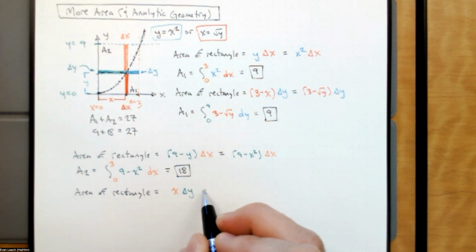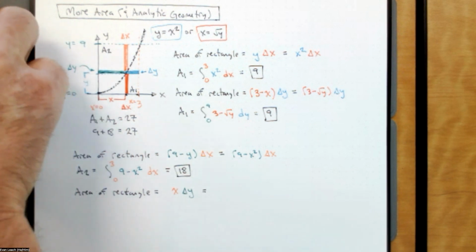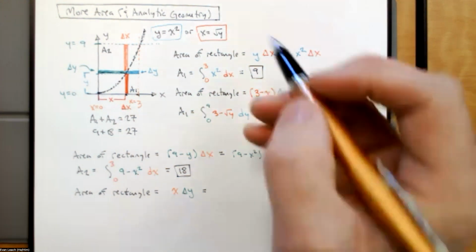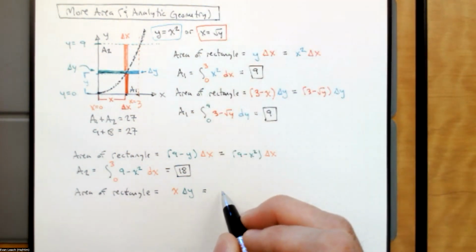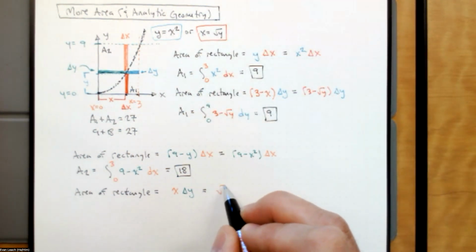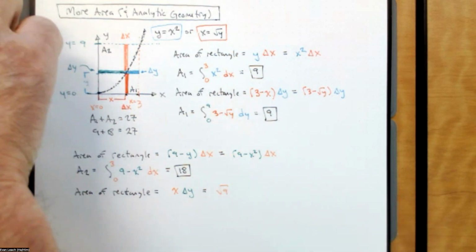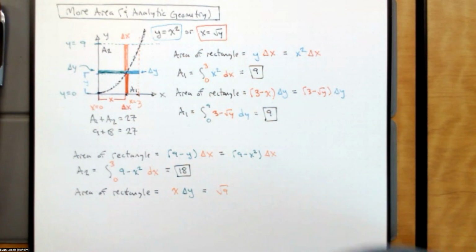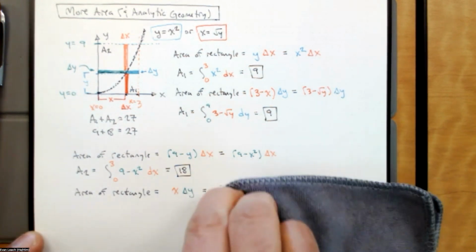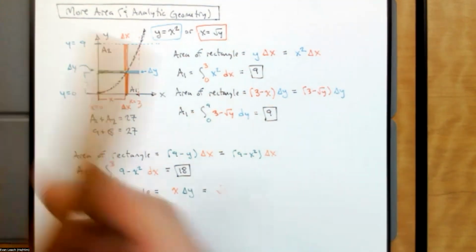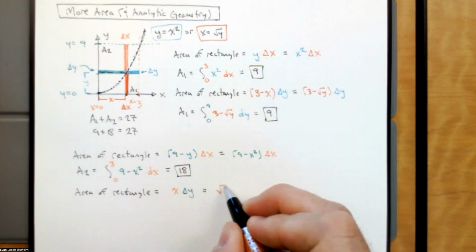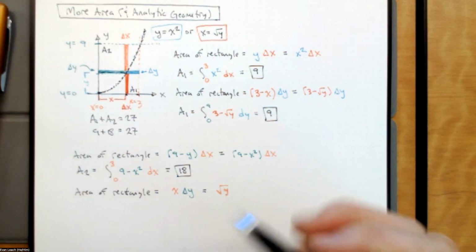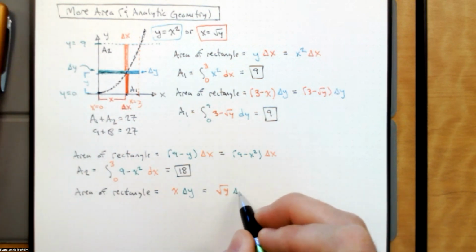Now I can't integrate x dy, so I need to trade my x for a function of y, and I'll use the same thing that I used before. x is equal to the square root of y. Square root of y. And now my function and my delta variable agree.